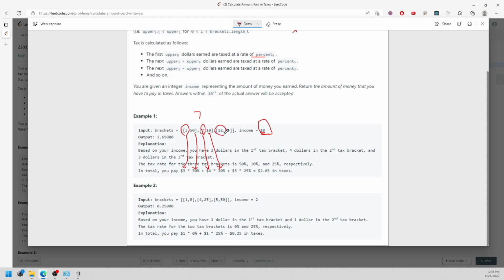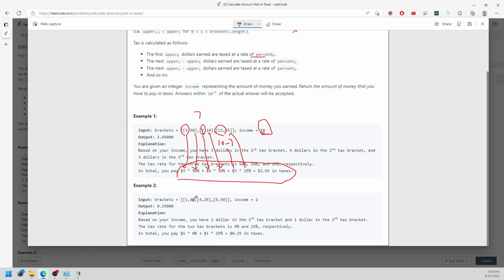The next bucket for the price is 12, and we don't need that much beyond. So it's going to be 10 minus 7, which is 3, and the percent is going to be 25, right? So you will get $2.65.